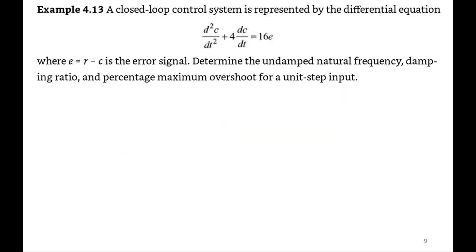Okay, let me take this numerical. A closed loop control system is represented by the differential equation d square c by dt square plus 4 dc by dt plus 16e. So c of t is the response, and e of t is the error signal, right? Where e is equal to r minus c, that is, the error signal e of t is equal to r of t, the reference input, minus c of t. They are functions of time only. Simply we can write e equal to r minus c. It is the error signal.